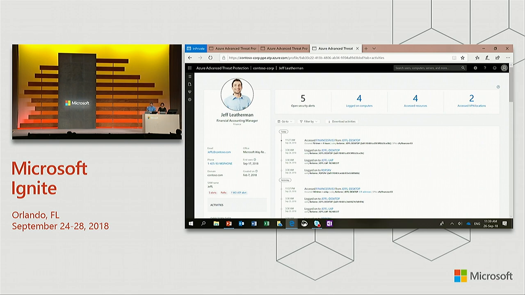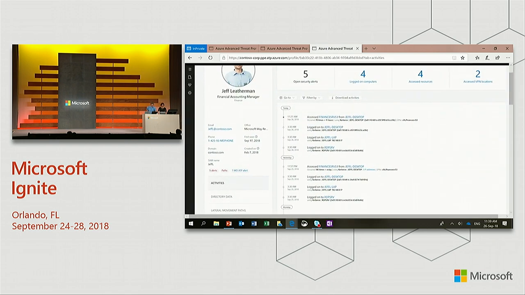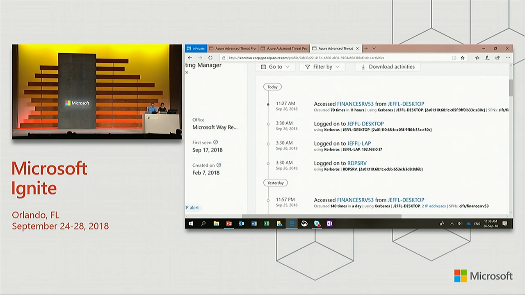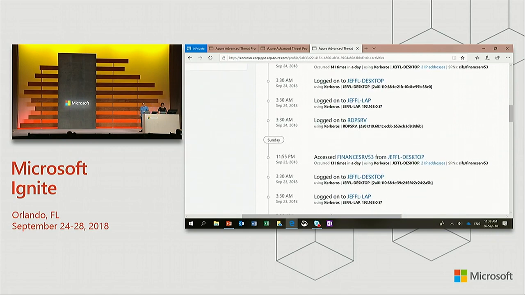So I will click on the Activities tab. And when I'm clicking on the Activities tab, I get to see more information about Jeff. What computers Jeff is using, what resources Jeff is accessing, how many locations Jeff is usually connecting from. And we can see here in a very clear way a list of all of the activities Jeff was doing. Keep that in mind, because right now what we're seeing here is many activities that happened on-premises.